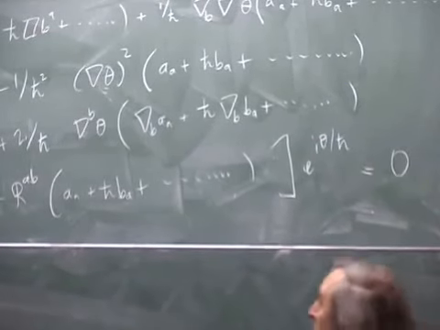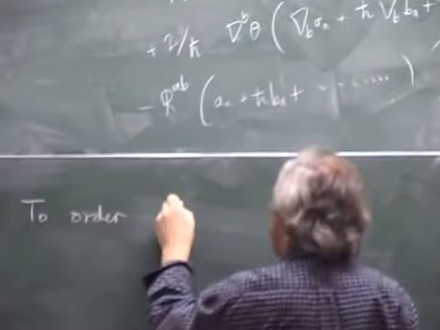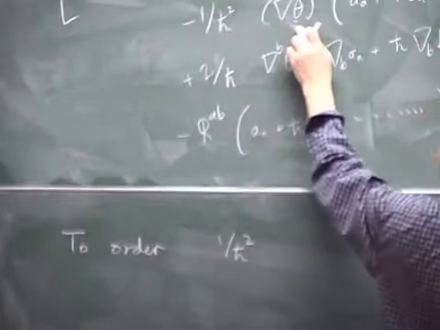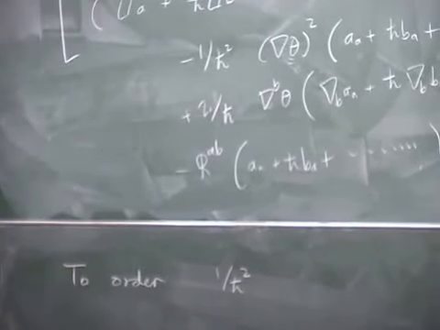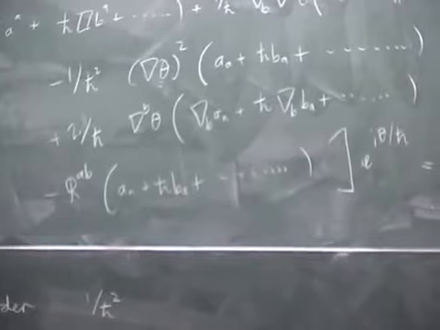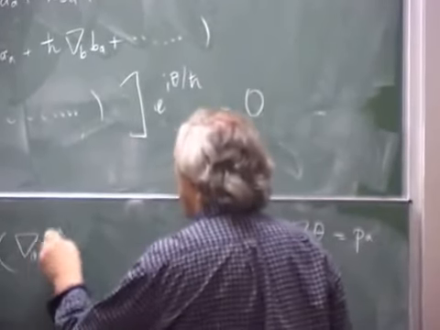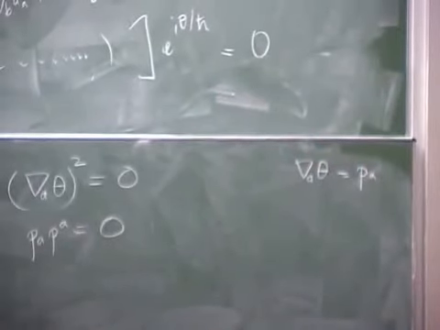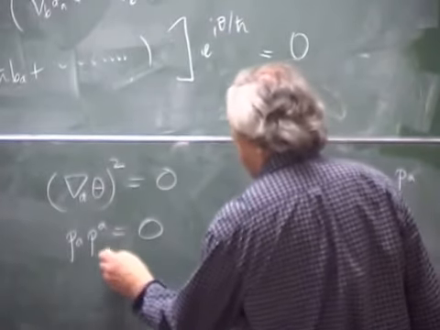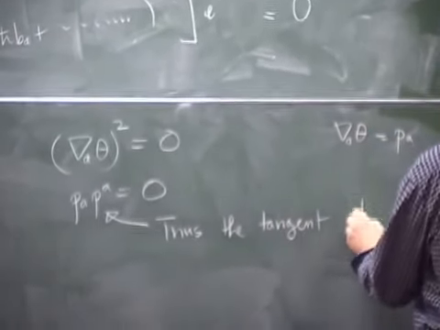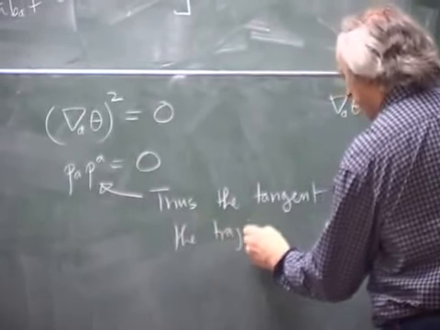So, to order 1 over h bar squared, there is only one 1 over h bar squared term. It comes from here, there, and there. Since del_A of theta is what we call the momentum, the only such term that there is is minus 1 over h bar squared grad theta squared times a_A, and since little a is not equal to 0, it tells you that grad theta squared is equal to 0, or if you prefer, that p_A p^A is equal to 0. So you discover that the light rays are still going to be null. The tangent to the trajectory of the light rays is null.